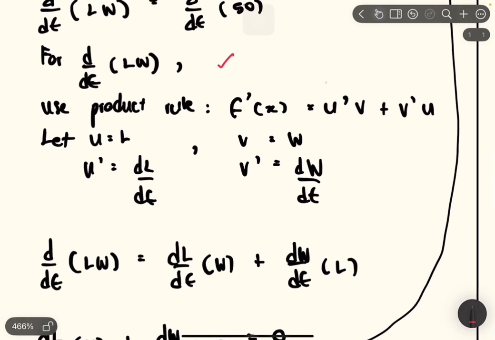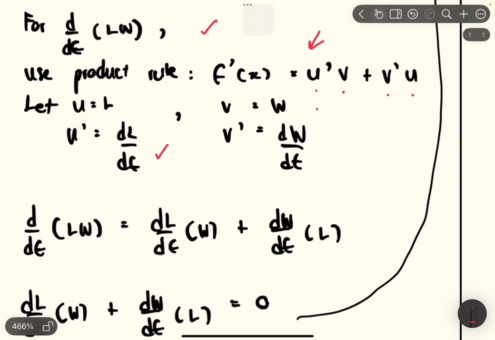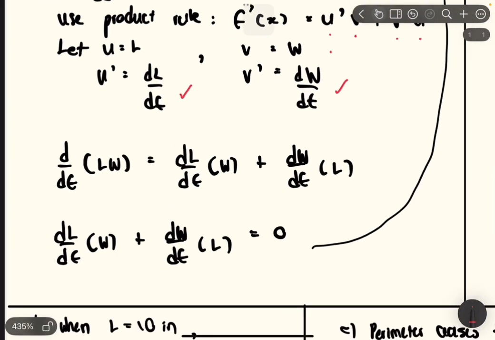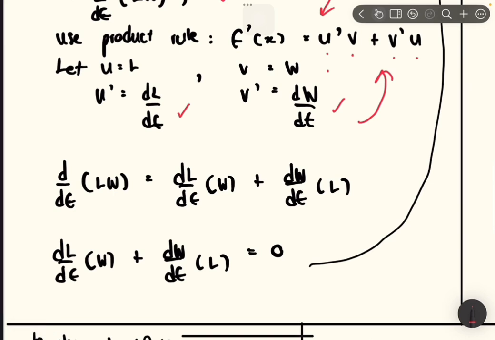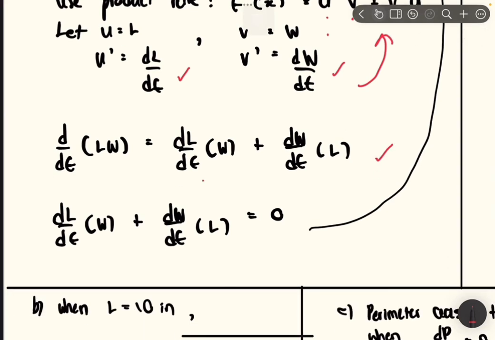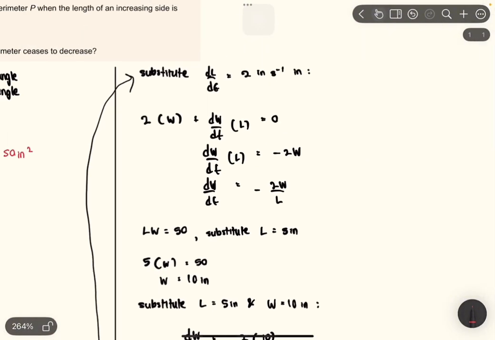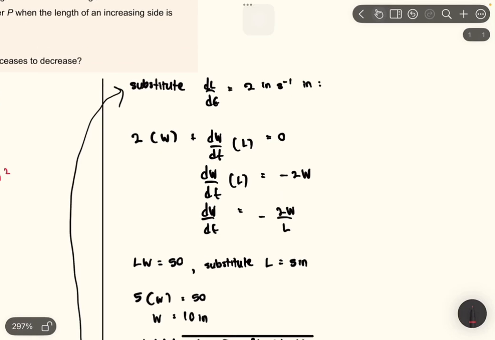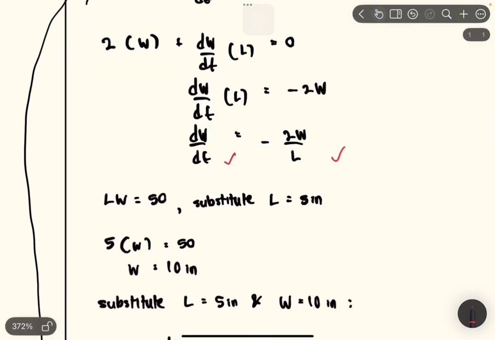For d over dt, you use the product rule because it involves the multiplication of two variables. So this is the formula for the product rule. You let u equal L and then differentiate like normal, then v and v prime, and substitute these values into this equation. So this is our d over dt after being differentiated. 50 becomes 0, and then we substitute dL over dt into the equation, which gives negative 2W over L after making dW over dt the subject.